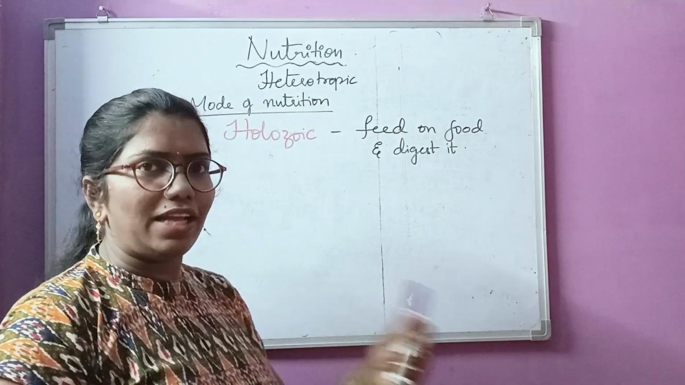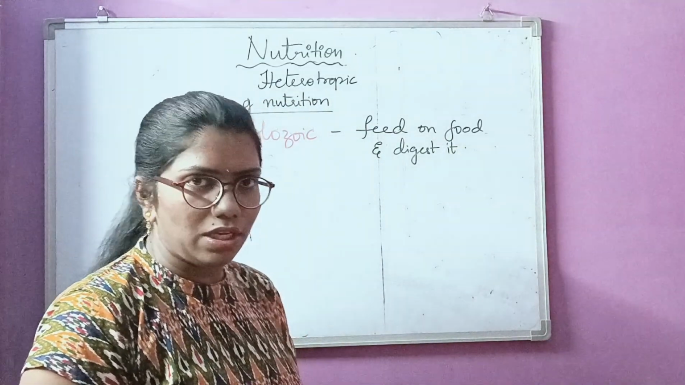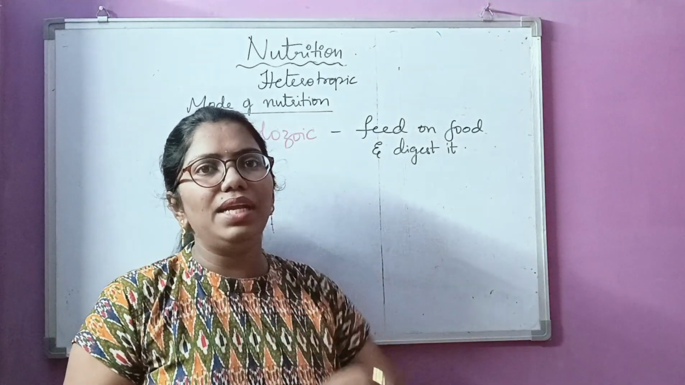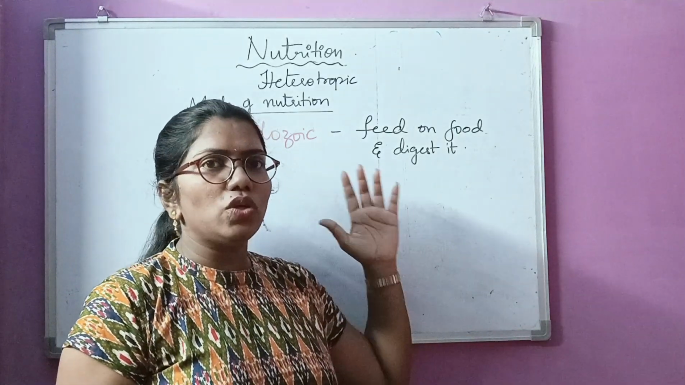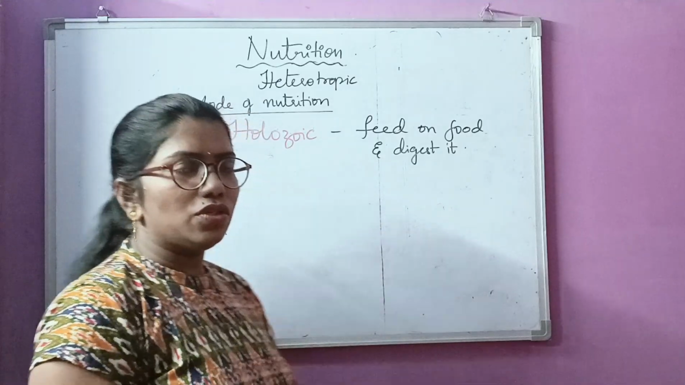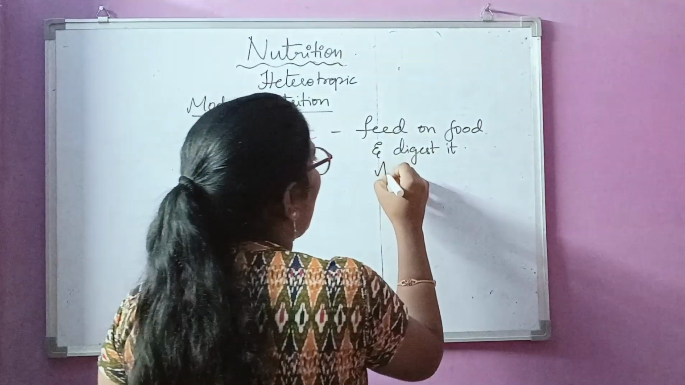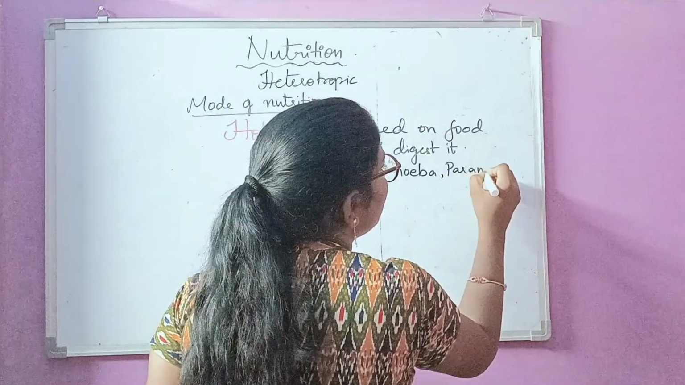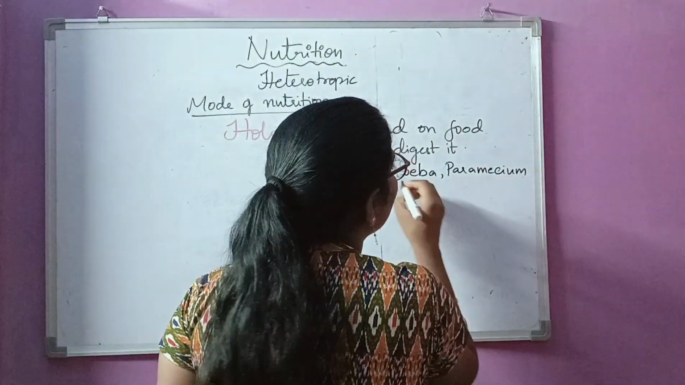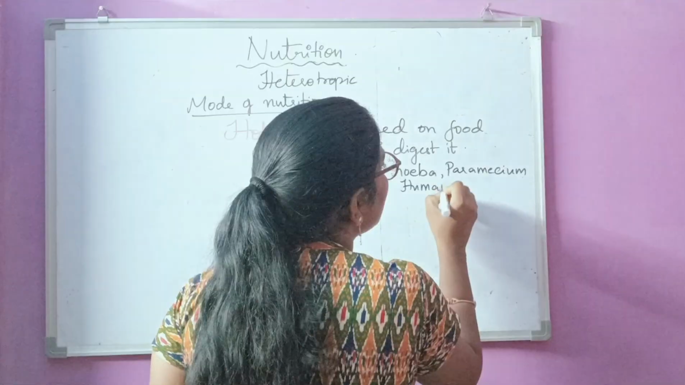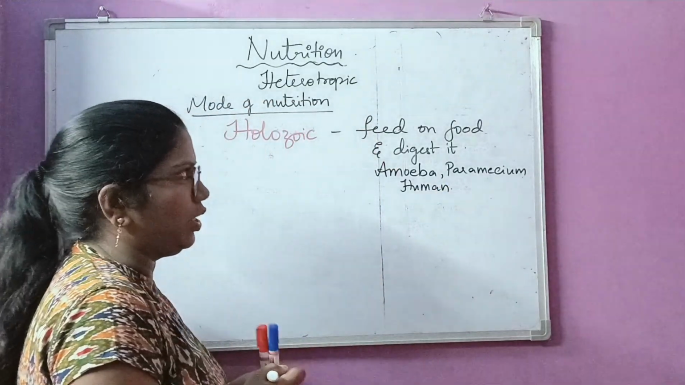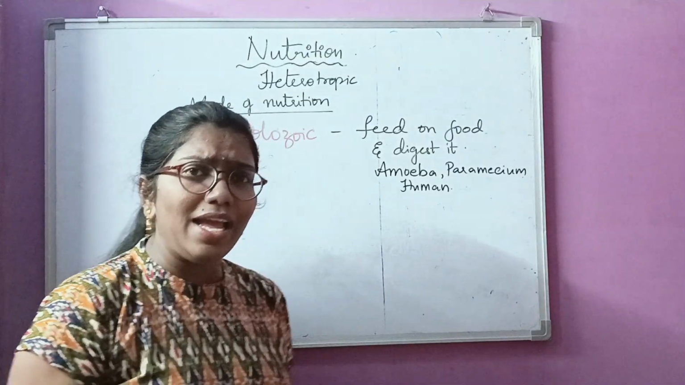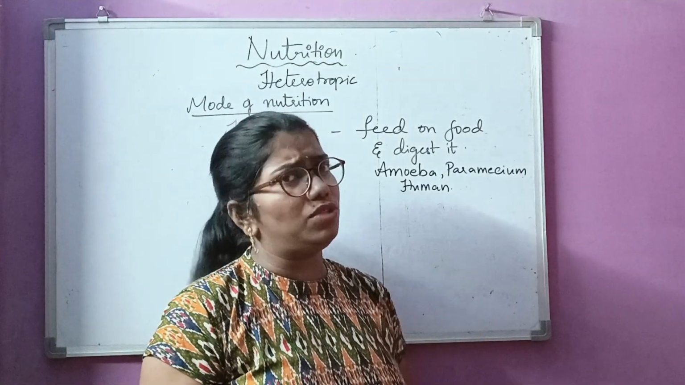They feed on the food and they digest it. For example, you can take humans. We are eating rice and the rice is being digested in our body. So I can write some examples. Amoeba also shows holozoic nutrition, Paramecium, humans, all of them show holozoic type of nutrition. In holozoic nutrition, food is taken into the body and gets digested by the enzymes.